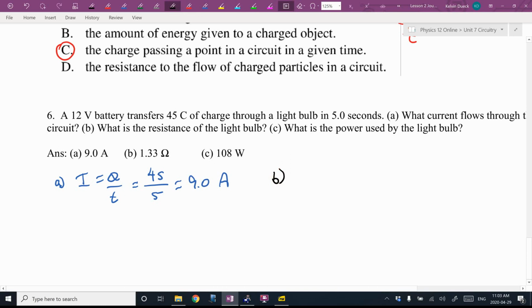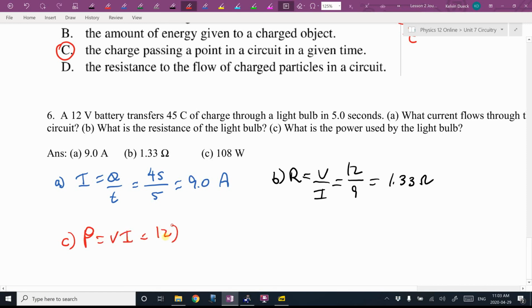What's the resistance? Well, R equals V over I, because V equals I times R. So it's going to be 12 divided by 9. I can do that in my head too. It's going to be 1.3 repeating ohms, I'm pretty sure. And then C, power equals V times I. It's going to be 12 times 9. I can do that in my head as well. This is a 108 watt bulb.